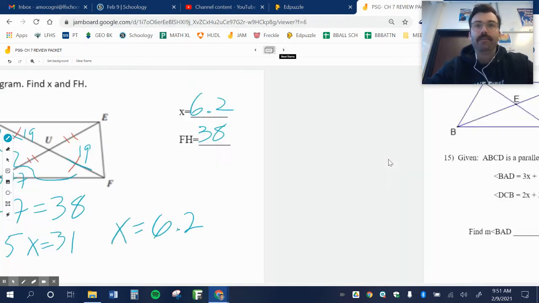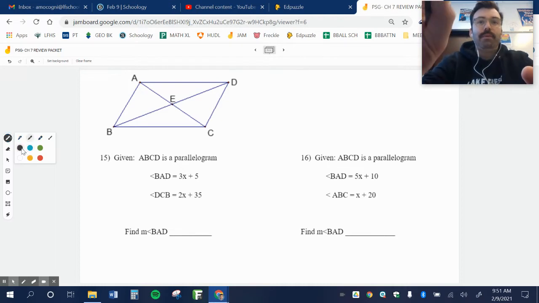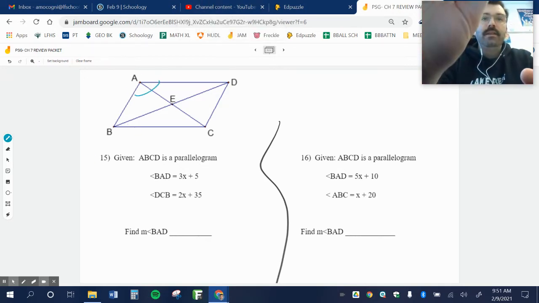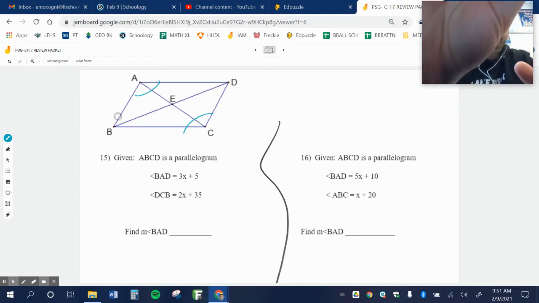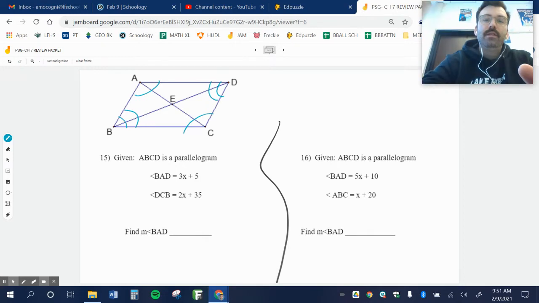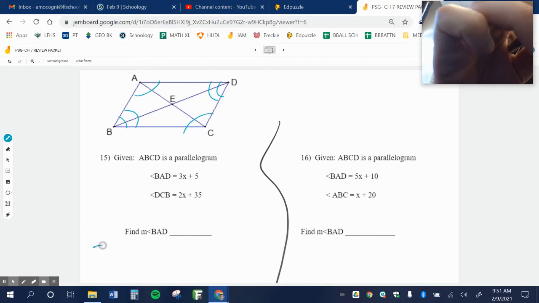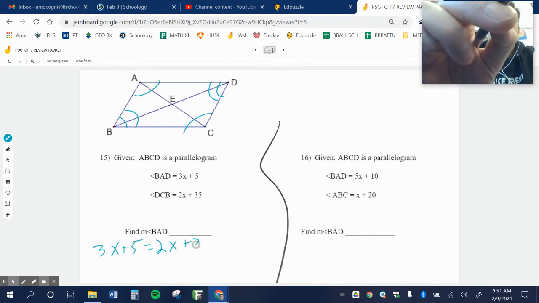All right. Some more parallelogram problems. So we're given that ABCD is a parallelogram for 15 through 16. Remember, we're just using this diagram. So if ABCD is a parallelogram, how would I set this up? For 15, I know that BAD and DCB are opposite angles. Remember, these are also opposite angles here, and opposite angles in a parallelogram are congruent. So I can set 3x plus 5 equal to 2x plus 35.